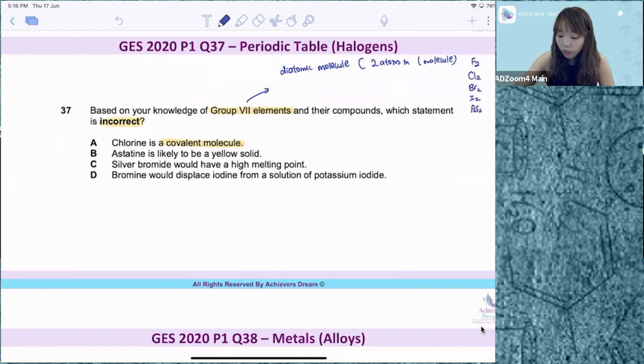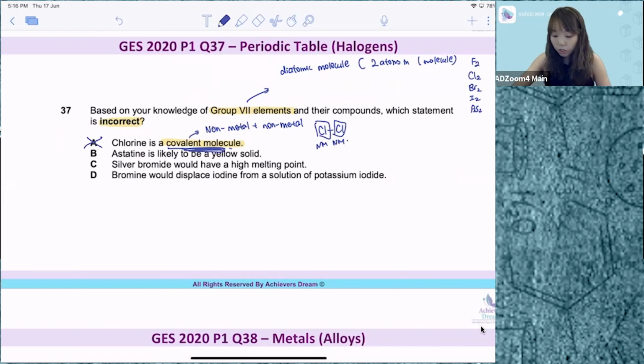So a covalent compound is formed between non-metals and non-metals. And chlorine is Cl-Cl, both of which are non-metals. So yes, it does form a simple covalent compound. Option A is a true statement, it's not your answer.